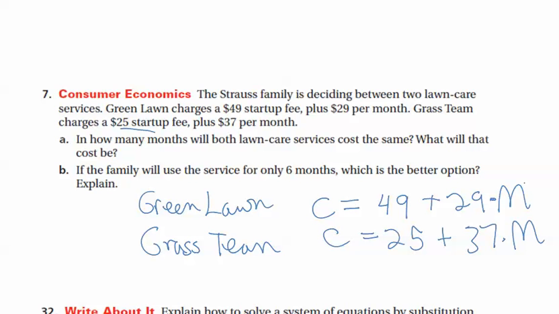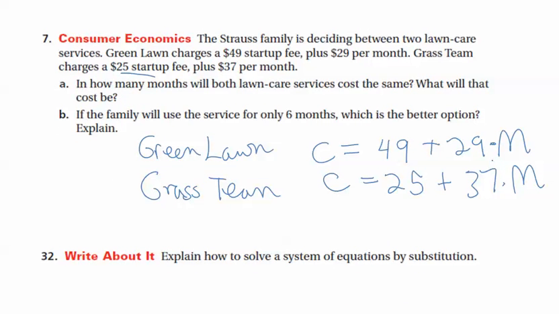So we have two equations and two unknowns. We have C as one of our unknowns and M, the cost and the month. And the question says, in how many months will both lawn care services cost the same? What will that cost be? And question B says, if the family will use the service for only 6 months, what is the better option? Explain.